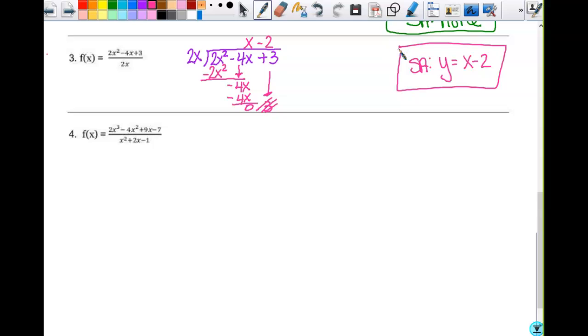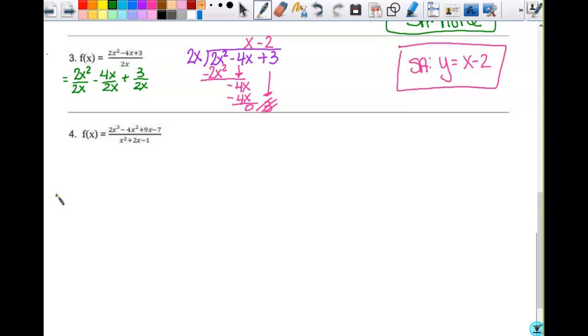All right. So let's talk about number 3 again. There's another way to think through this when the denominator is a monomial. So let's think about just this as a fraction. Another way to write this is if I split the fraction up, I could make this into 2x squared over 2x minus 4x over 2x plus 3 over 2x. Do you agree that that's the same thing, like before we combine it?